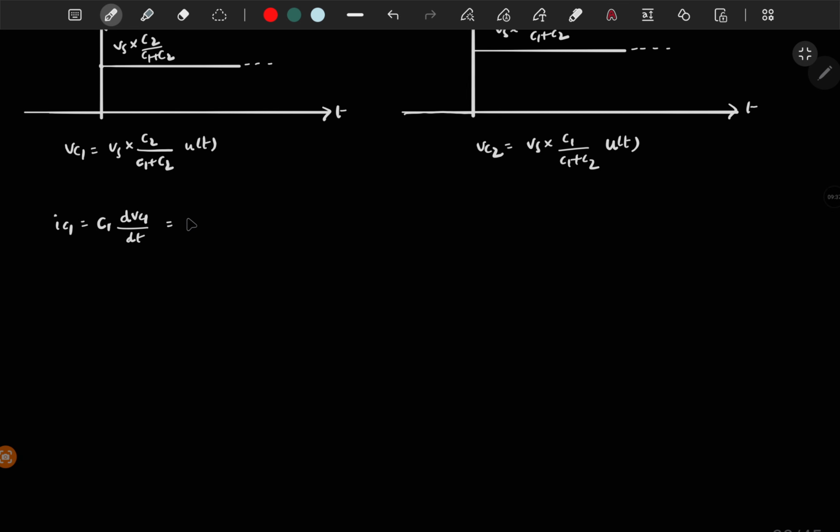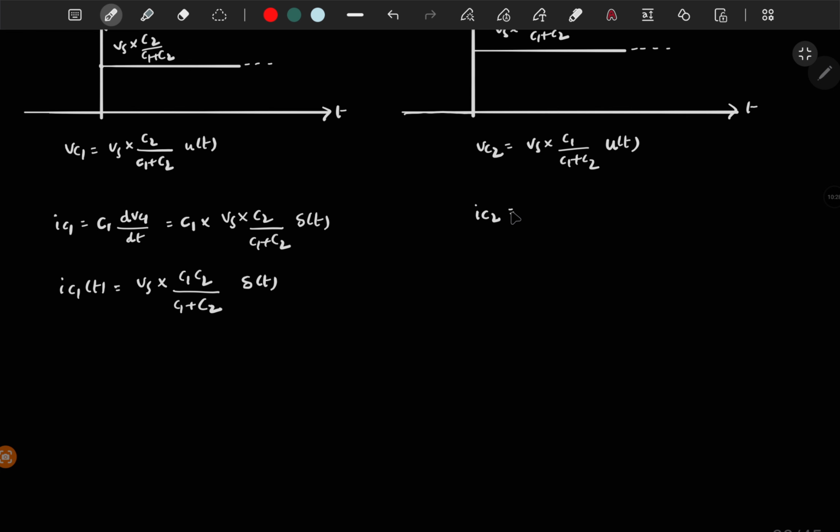Then you can find the current also, which is C1 times dVc1 by dt. If you differentiate this one, the differentiation of u of t is the impulse function, del of t, and the amplitude remains the same, which is constant. So Vs times C2 by C1 plus C2 times del of t. So you will get IC1 of t is Vs times C1 C2 by C1 plus C2 times del of t, which is an impulse function with this magnitude. This magnitude represents the area, right? So that is how it works.